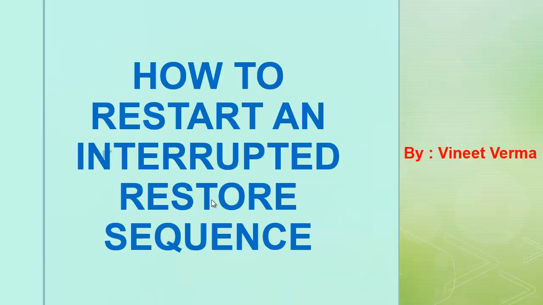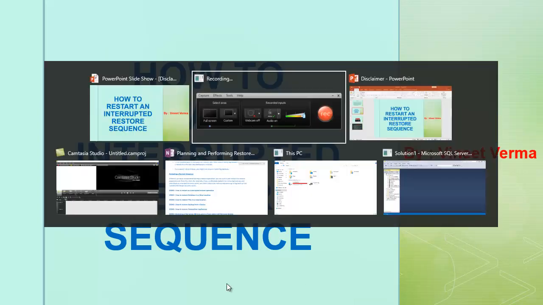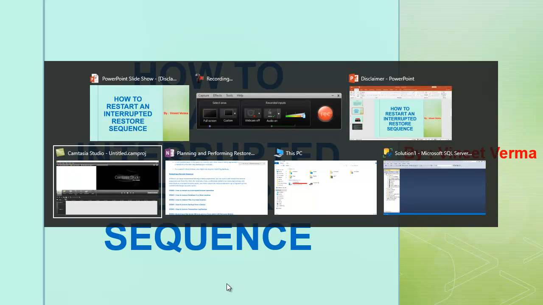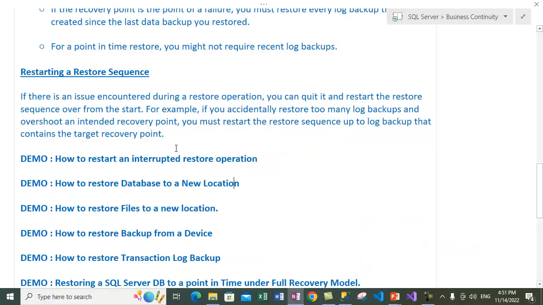So let's come back to the topic, which is how you can restart an interrupted restore sequence inside SQL Server. Let me take you to my notes quickly. Here we are talking about a restore sequence. Sometimes if there is an issue encountered during the restore operation, you can quit it and restart the restore sequence over from the start. For example, if you accidentally restore too many log backups and overshoot an intended recovery point, you must restart the restore sequence up to the log backup that contains the target recovery point.